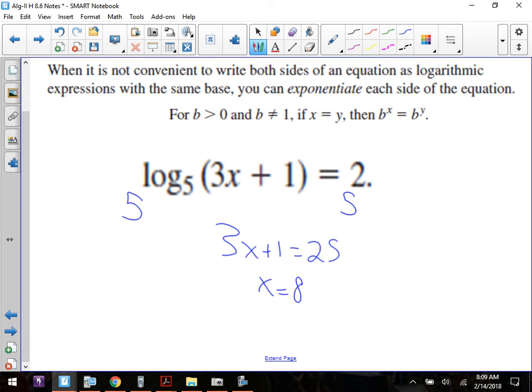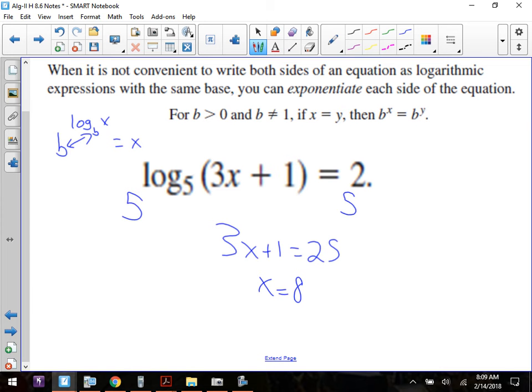Oh, you mean what were you saying? Why is it 5? Because you're exponentiating, remember the property, b to the log base b of x equals x. So you raise it to the log. Okay, I get it.